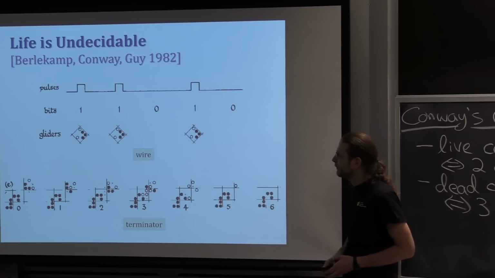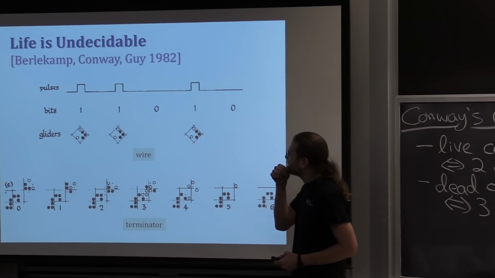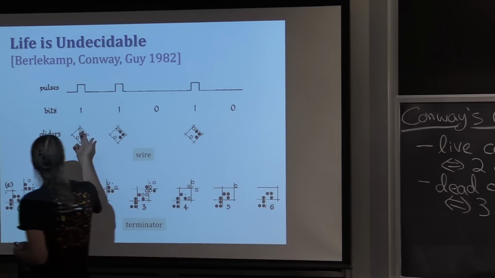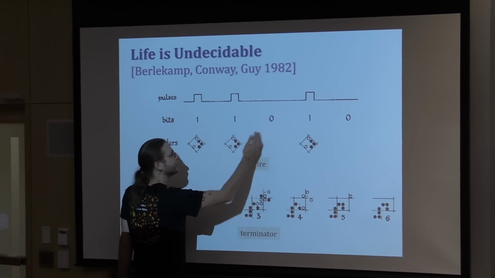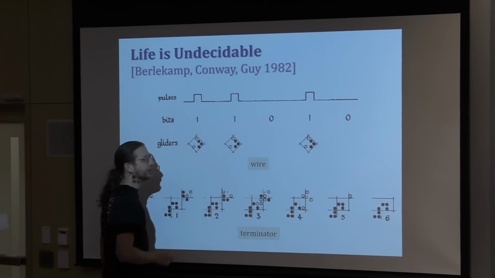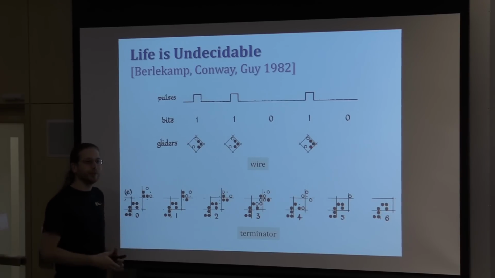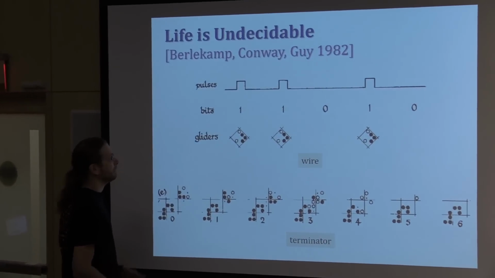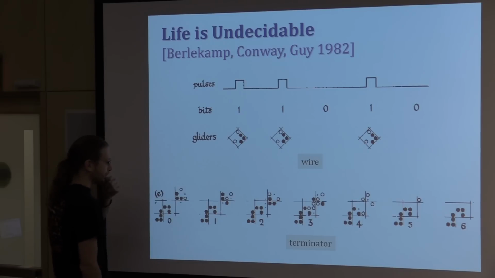But they have this chapter about life being undecidable. And at a high level, it's very simple. If you have a glider, that's going to represent a 1 bit. If you don't have a glider in a particular area, that's going to represent a 0 bit. And so you can think of streams of bits and doing stuff with them over time. And so that's cool. Everything's going to be oriented diagonally, of course.